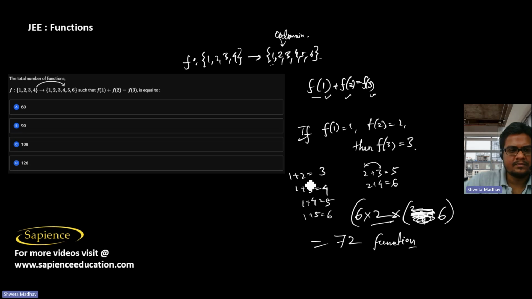Okay, so it will be f of 1 plus f of 2, that is equal to f of 3. 1 plus 2, that will be 3. 1 plus 3, that is 4. 1 plus 4, that is 5. 1 plus 5, that can be 6.